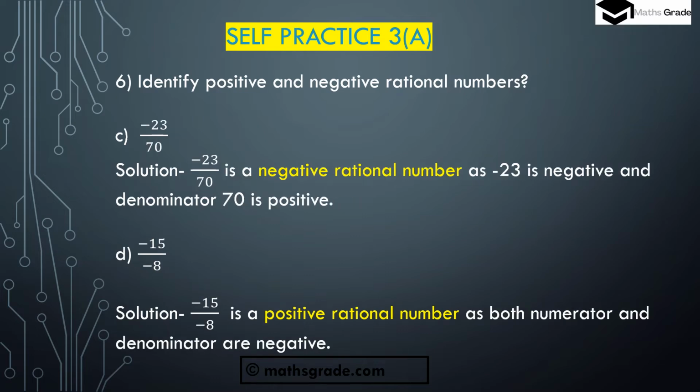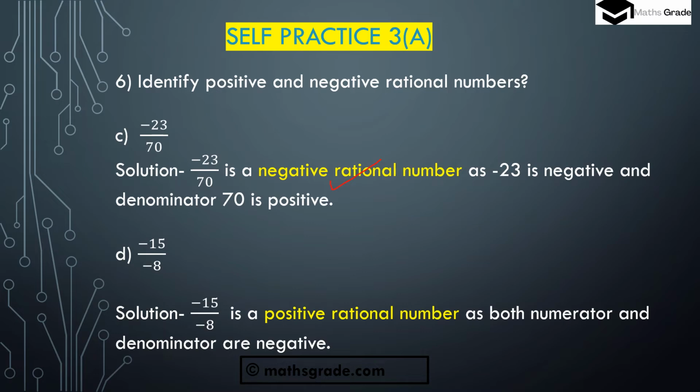Now we will solve question number 3, part C. Minus 23 divided by 70. Here the numerator, minus 23, is negative and the denominator, 70, is positive. So minus 23 divided by 70 is a negative rational number.